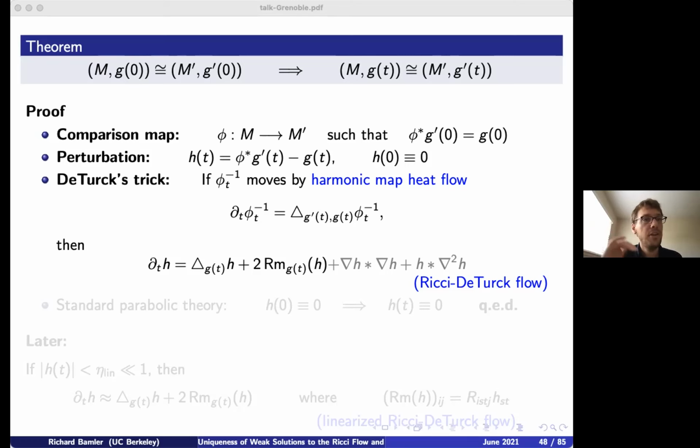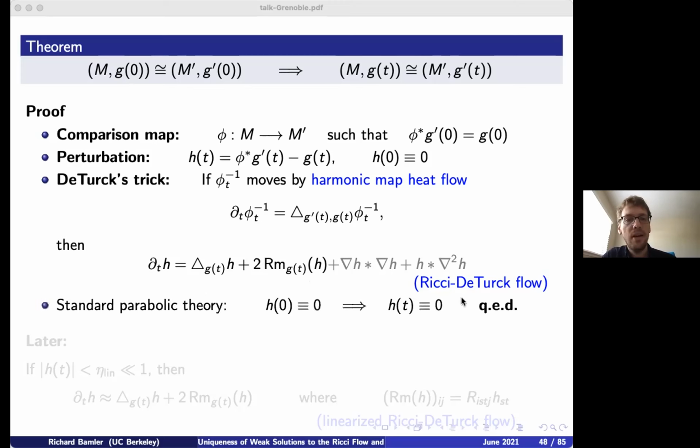And now if phi moves by harmonic map heat flow, the nice thing is that the evolution equation for h, which lives on M, satisfies this nice nonlinear parabolic equation. Right? This is often called the Ricci-DeTurck flow. Okay, so we have this Laplacian of h here, a zeroth order linear term here, and then we have some quadratic terms.